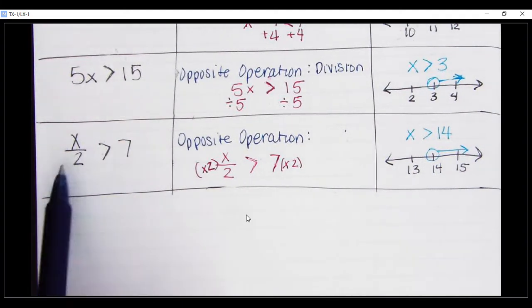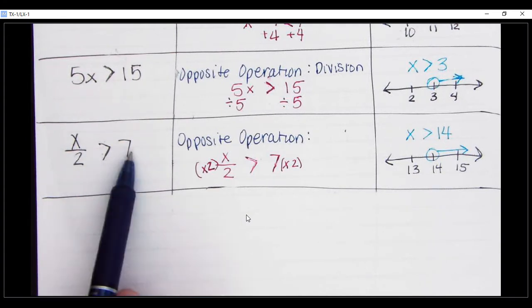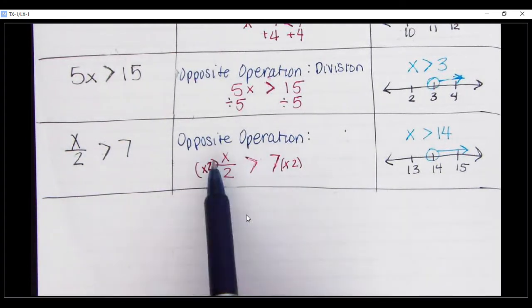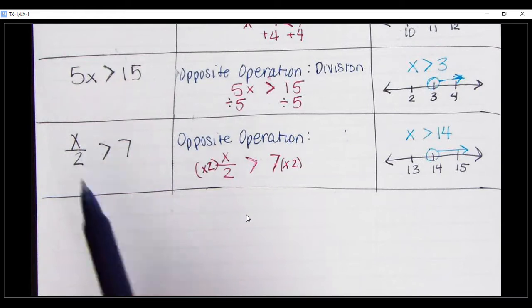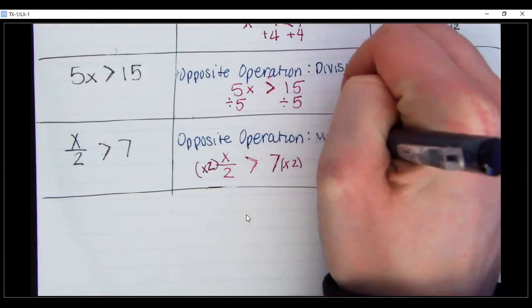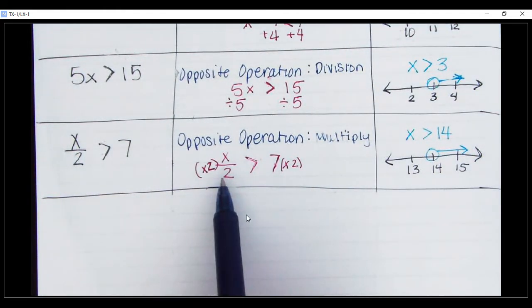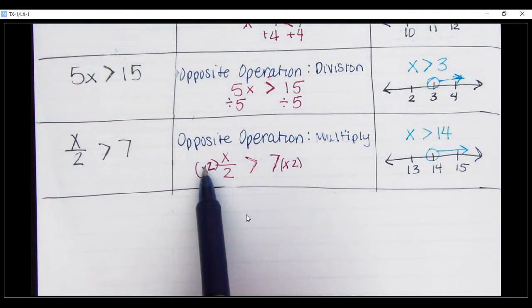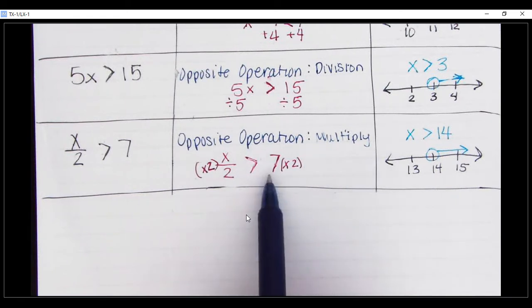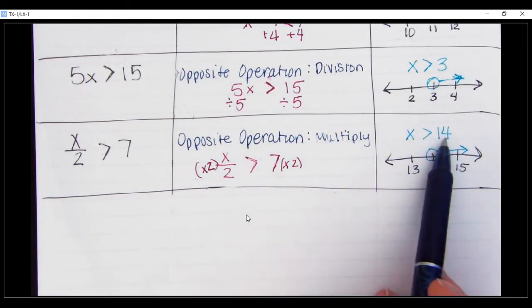Then finally, we have our last problem, which is x divided by 2 is greater than 7. So we have a division problem. The opposite of that is multiplication. So we need to multiply. Instead of dividing by 2, we're going to multiply by 2. And 7 times 2 will give us an answer of x is greater than 14.